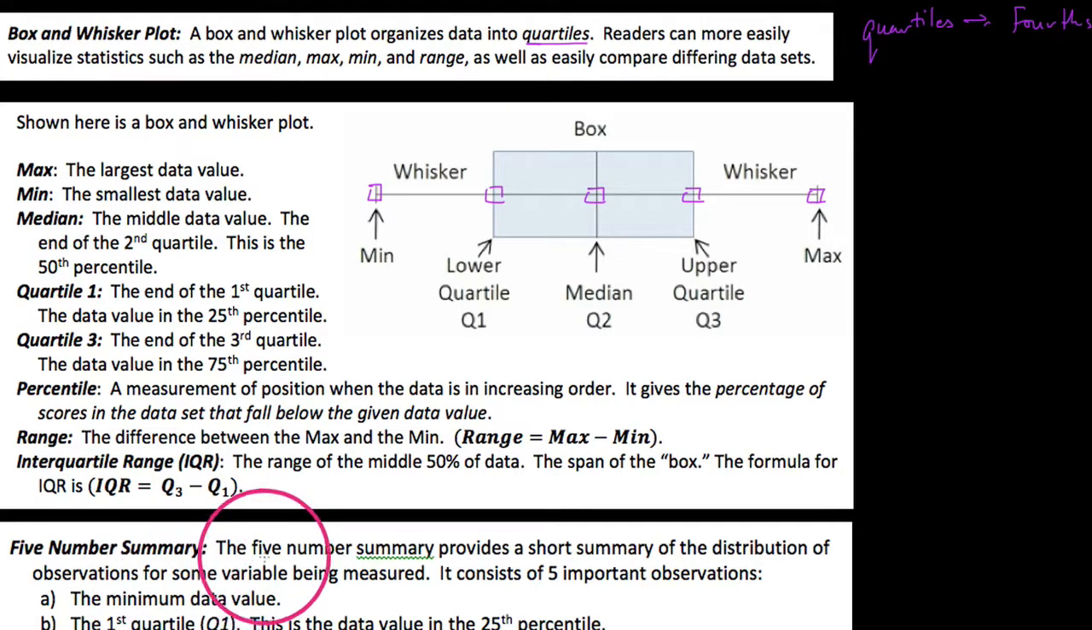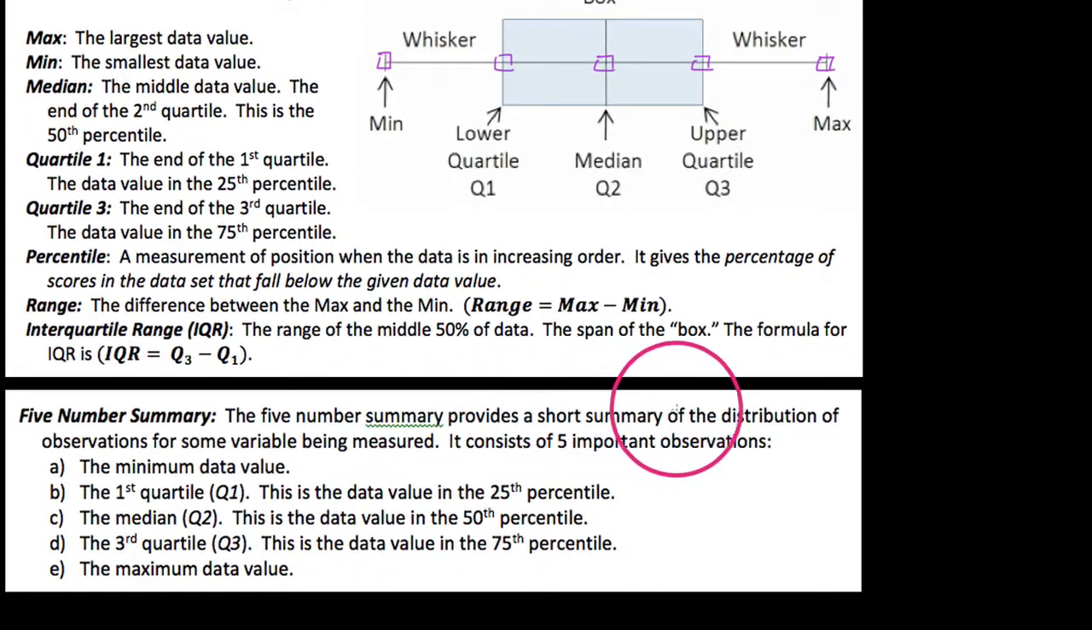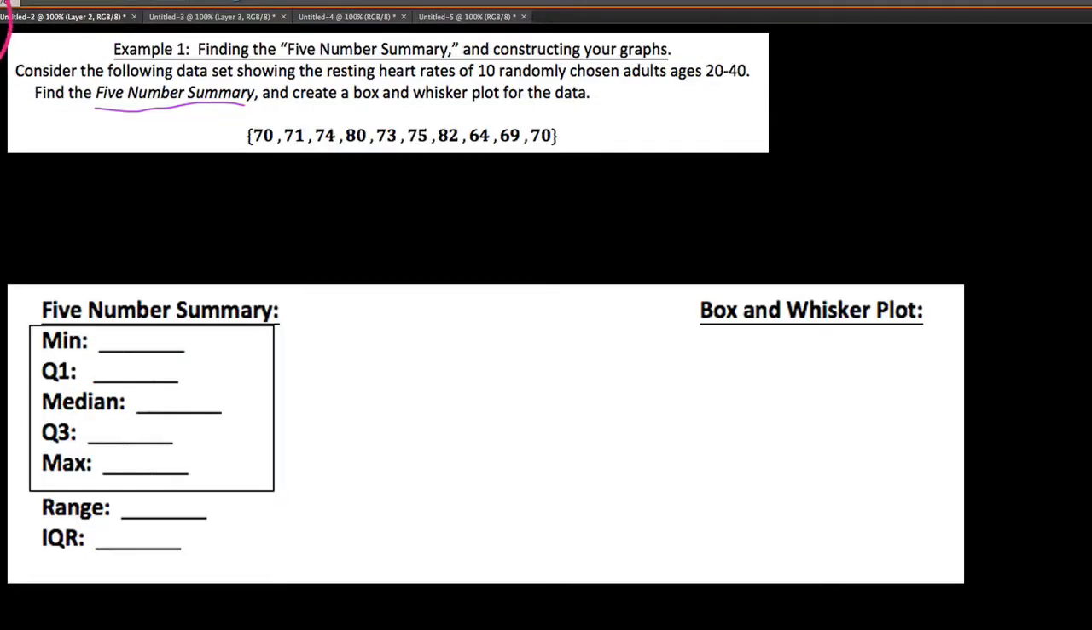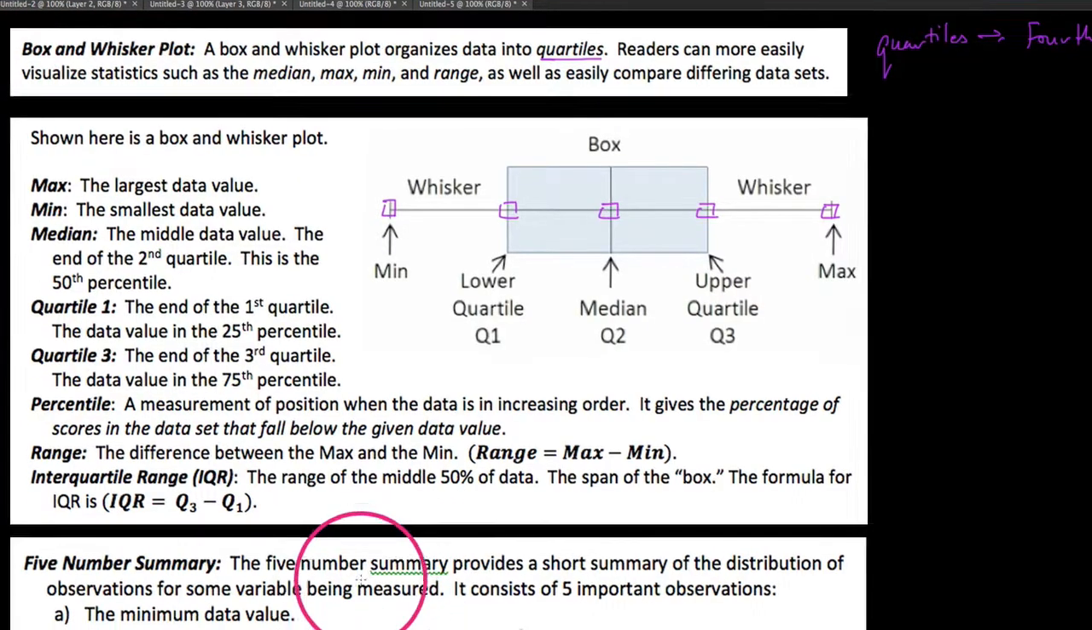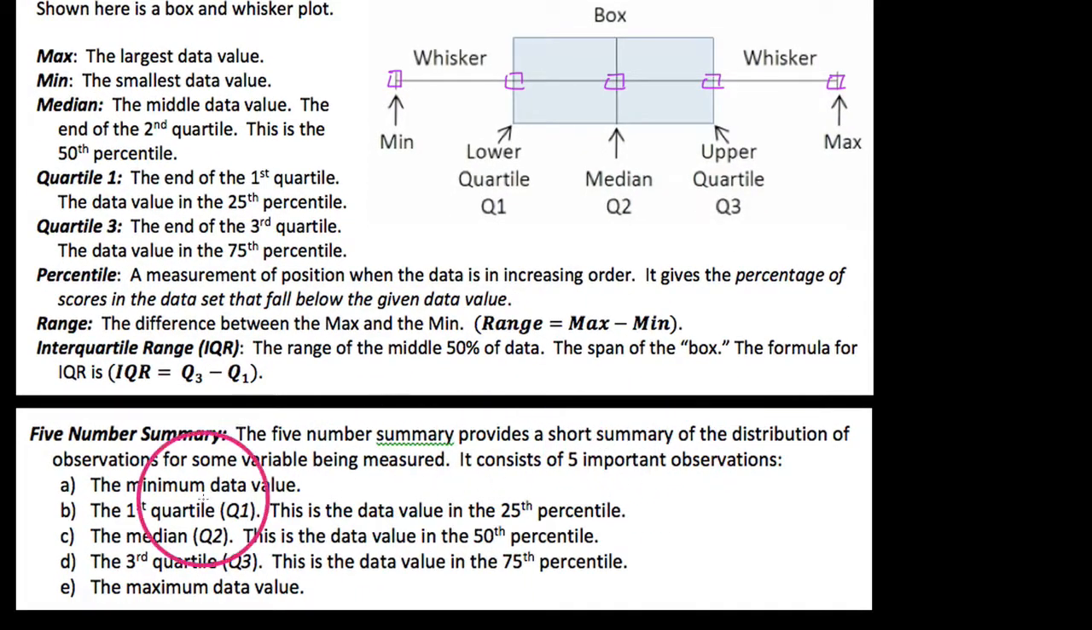In terms of what they are, we say the 5-number summary provides a short summary of the distribution of observations for some variable being measured. In this case, we are looking at resting heart rates. For these resting heart rates, what are these 5 things? This would be at least the minimum and the maximum, and I always say start with those. Those are the outer numbers that we find in the 5-number summary.